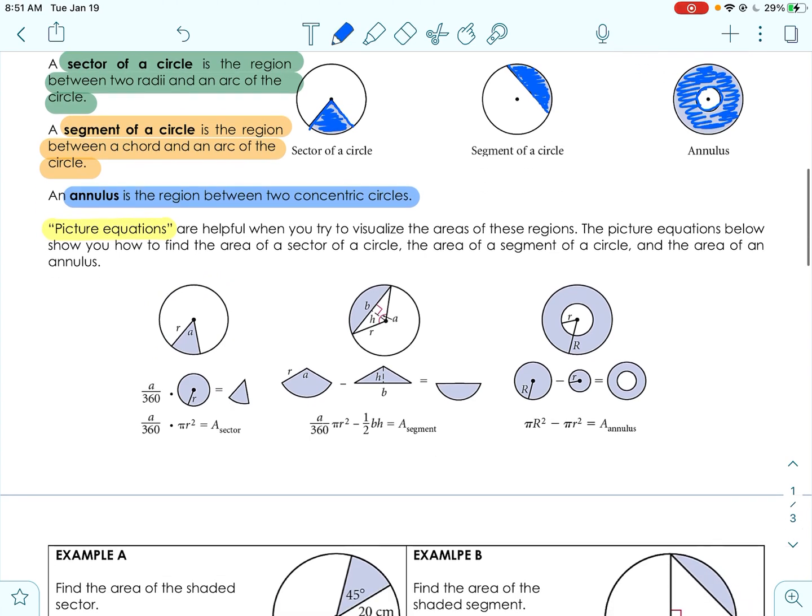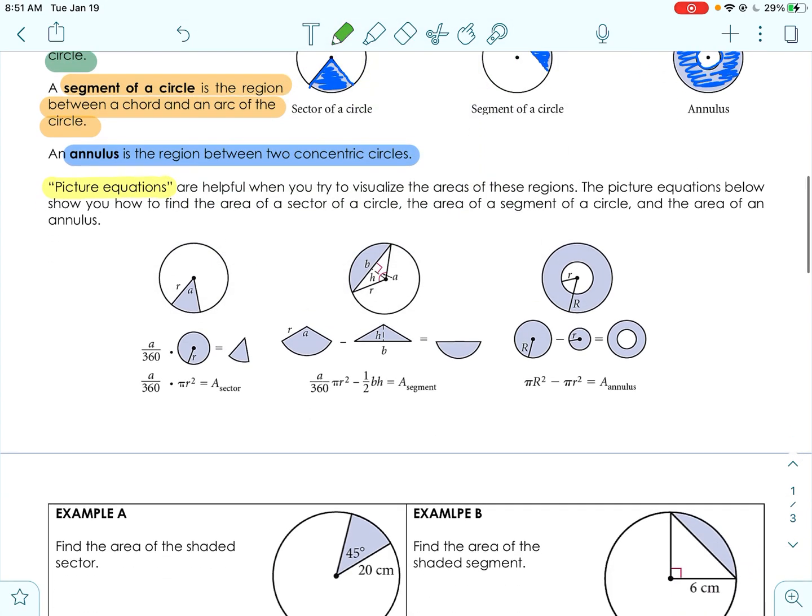So if we take a look at this, it says if you find the area of the circle, which is pi r squared, and then if you take the central angle, the angle that is at the center of the circle that creates this sector, and divide it by 360, that gives you the percent of the circle you have. And so if you multiply that by the actual area of the circle, that's going to give you your area of a sector. So this right here is the area of a sector.